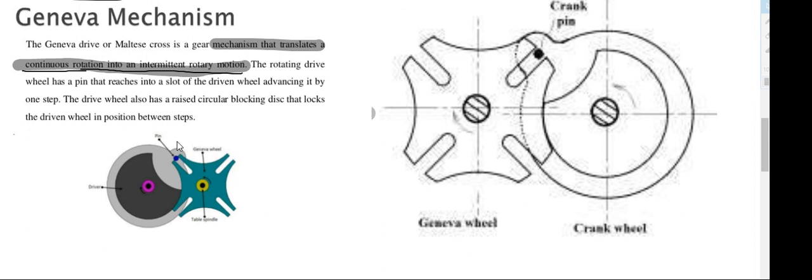This is the other way, continuous rotary motion into an intermittent motion. That means discontinuous motion, so that is important. Geneva mechanism, you keep this word. Many universities and even in KTU, this question was asked: explain Geneva mechanism.